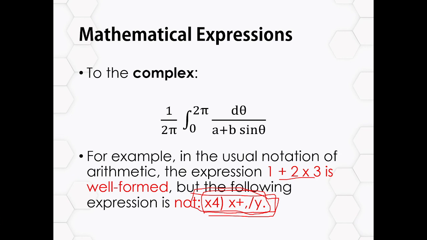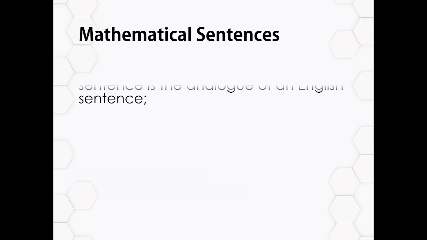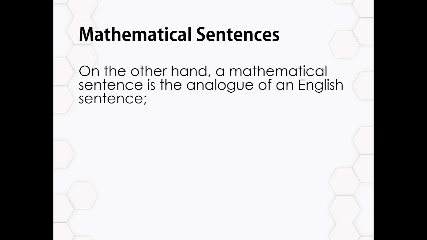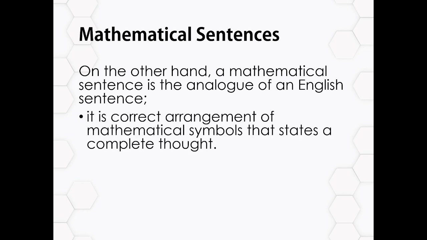Next, we have mathematical sentences. Meron din tayong sentences pala pagdating sa mathematics. On the other hand, a mathematical sentence is the analog of an English sentence. Analog, meaning parang naka-pattern din as an English sentence. It is a correct arrangement, take note of that term, correct arrangement of mathematical symbols that states a complete thought.